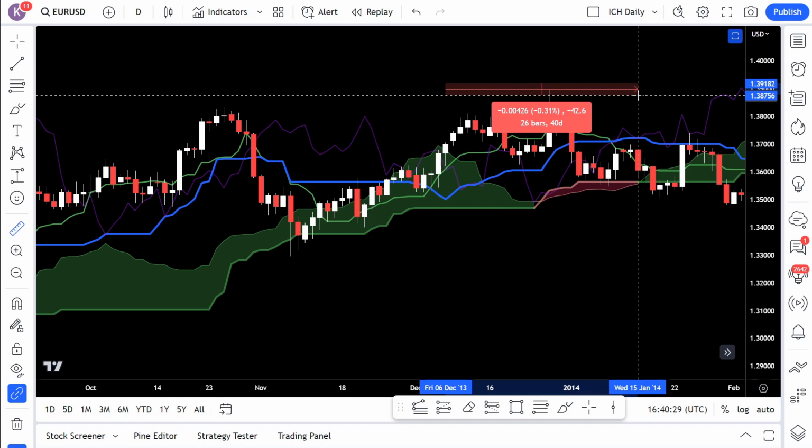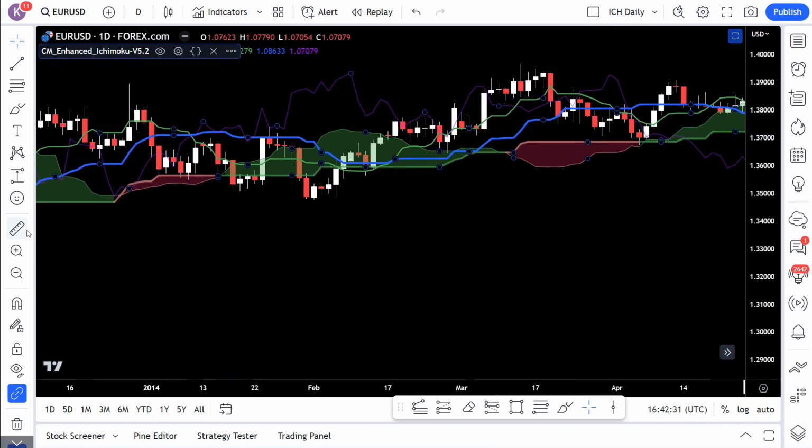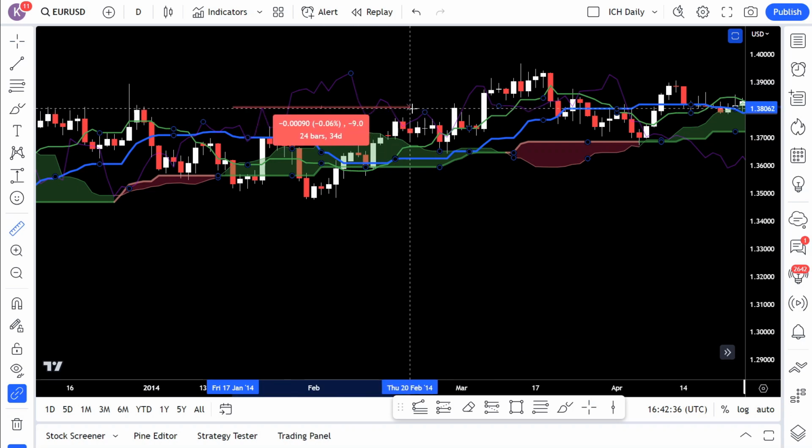Once again, the future cloud hasn't changed yet, which would be a good thing in this case because price is clearly in a range and we'd be in more drawdown. Next breakout happens right here. Green is below the blue, price below both, purple is also low enough. The only thing left to check is the future cloud. 26 candles later, the cloud is still green and we're glad we did not take this trade.